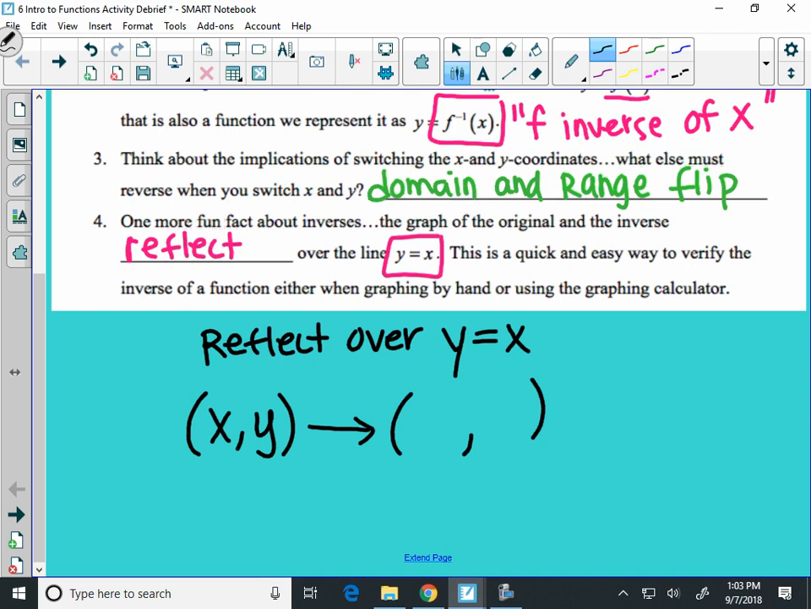There's no negative. It's just y, x. Well, what happened with these ordered pairs? They flipped. Just like in our class, inverses, when they reflect over the line y equals x, their ordered pairs flip. So it kind of connects. It's kind of the same thing, used in a different way.